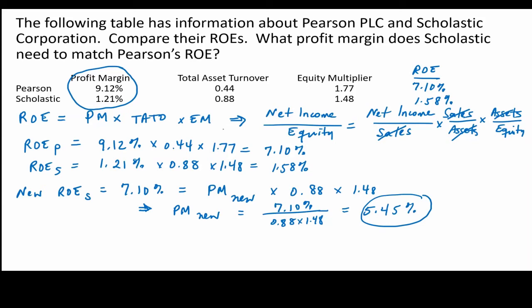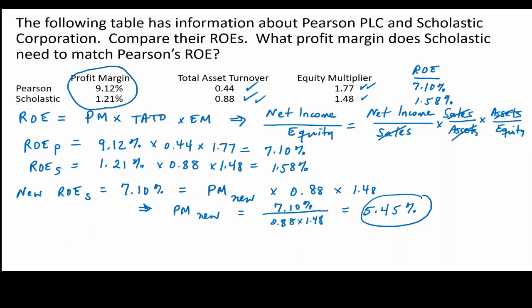Let's also make a few more observations. Notice that Scholastic's total asset turnover is actually twice as high as Pearson's total asset turnover. Therefore, Scholastic has much more efficiency than Pearson. Also notice that the equity multiplier of Pearson is greater than Scholastic's. It means that Pearson's financial risk is greater than Scholastic's.